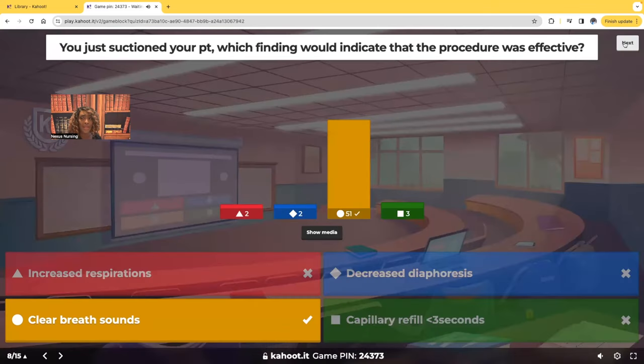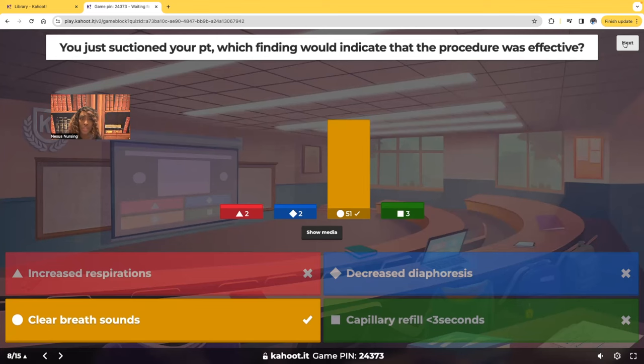That's right. Clear breath sounds. Why do you think you're suctioning your patient? So you suction the patient, you want to get that fluid out. So you hear clear breath sounds, not increased respirations. You see increased respirations, that would most likely indicate, okay, something's wrong.